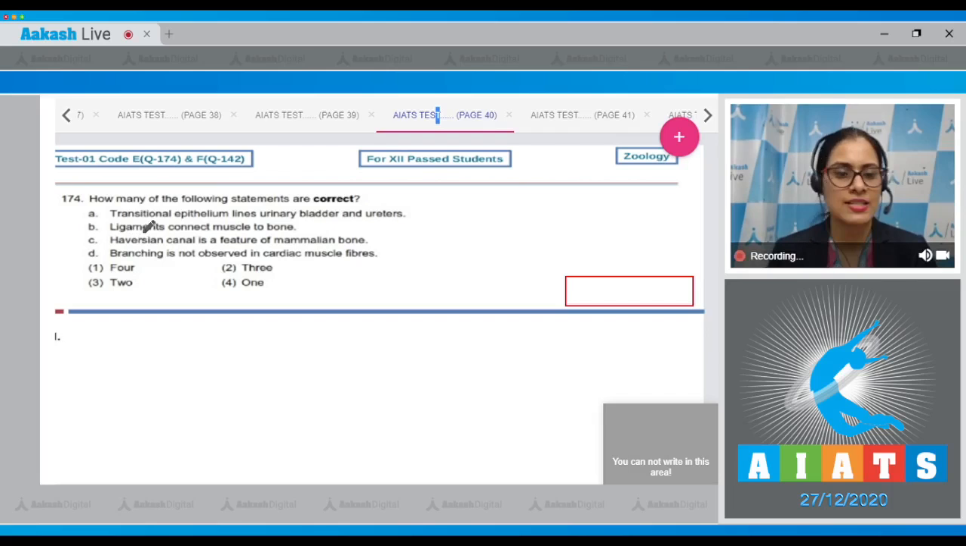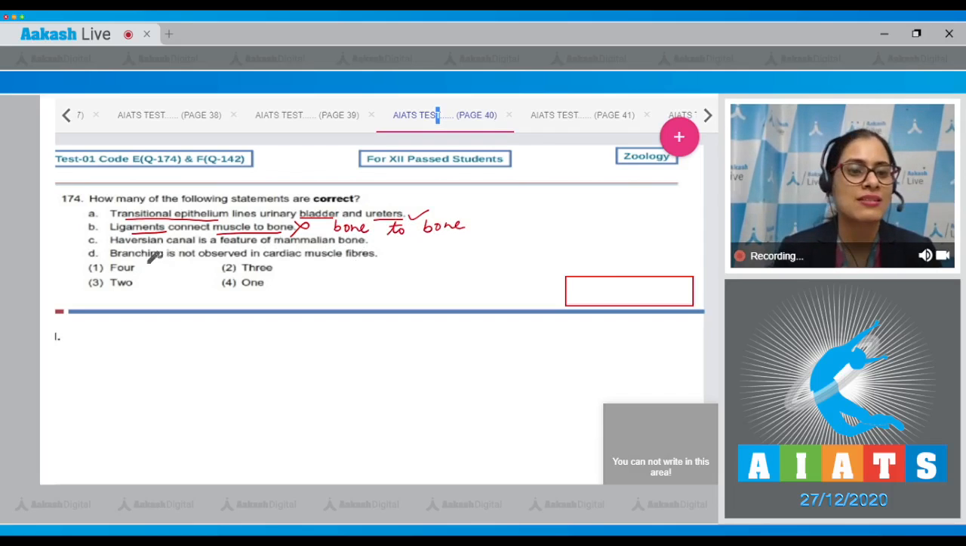Question number 174. How many of the following statements are correct? The very first statement says transitional epithelium lines urinary bladder and ureters, and this is a correct statement. The next statement is ligaments connect muscle to bone. This is an incorrect statement because ligaments connect bone to bone, whereas tendons connect muscle to bone.